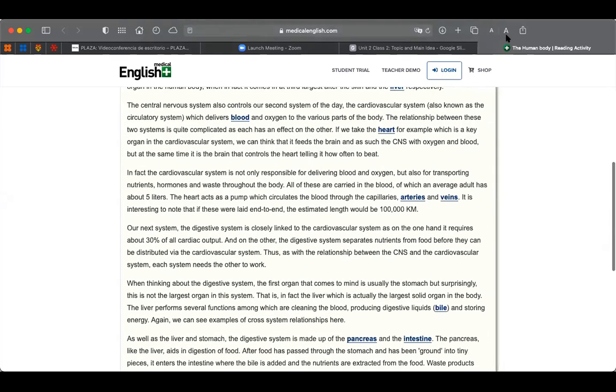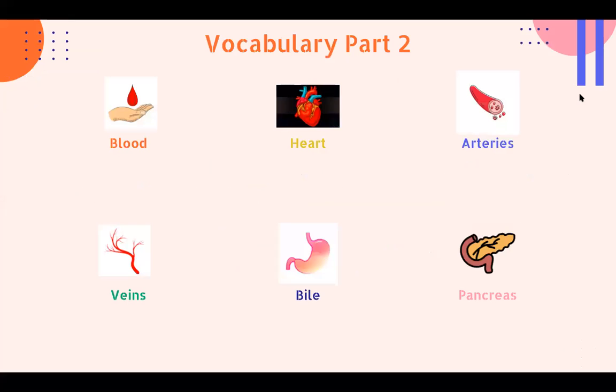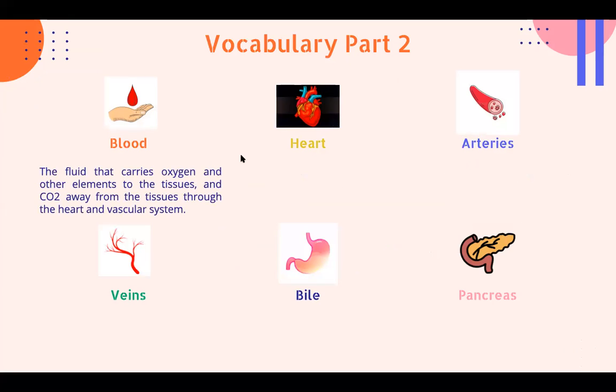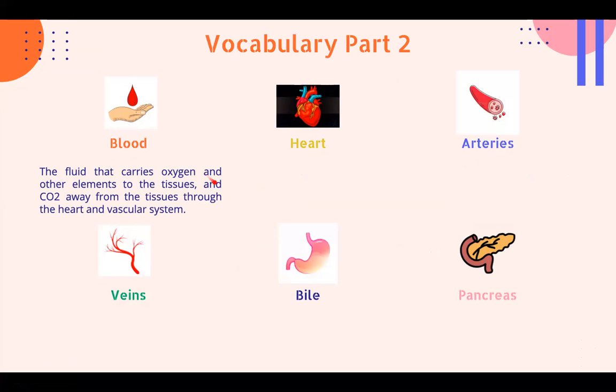Okay, so this is the text, but before we read the text, we're going to look at some vocabulary. The first one is blood, which is the fluid that carries oxygen and other elements to the tissues and CO2 away from the tissues through the heart and the vascular system. If you guys have any questions about the vocabulary or words that you maybe don't know, you can ask me. Okay, so that's blood.